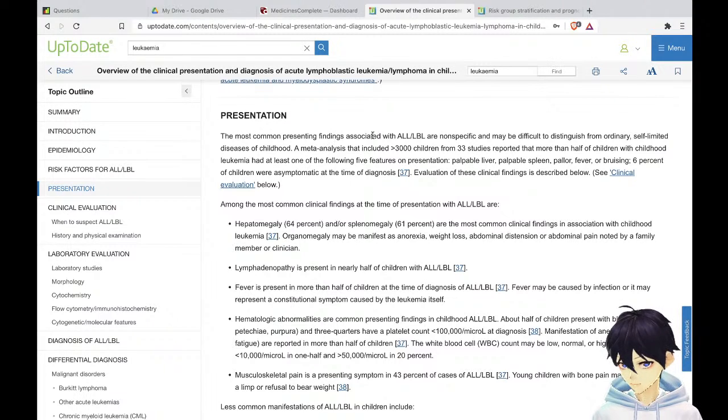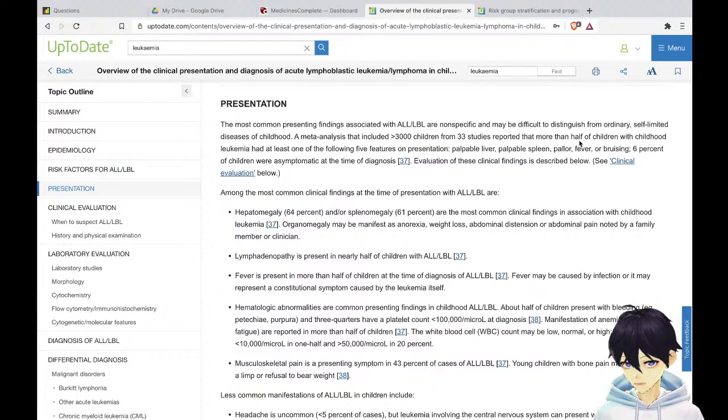Presentation. The most common presenting findings associated with ALL, LBL are non-specific and may be difficult to distinguish from ordinary self-limited diseases of childhood. A meta-analysis that included more than 3,000 children from 33 studies reported that more than half of children with childhood leukemia had at least one of the following 5 features on presentation: palpable liver, palpable spleen, pallor, fever, or bruising. Palpable liver, palpable spleen. So hepatosplenomegaly, pallor, fever, and bruising.